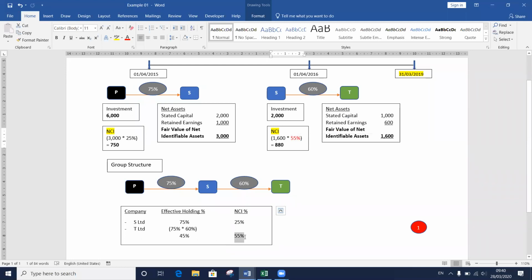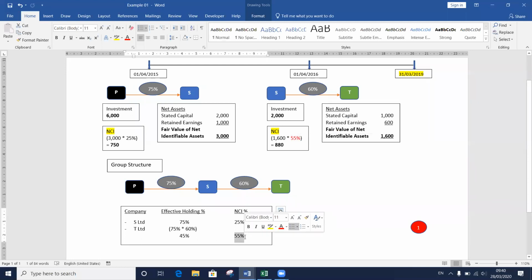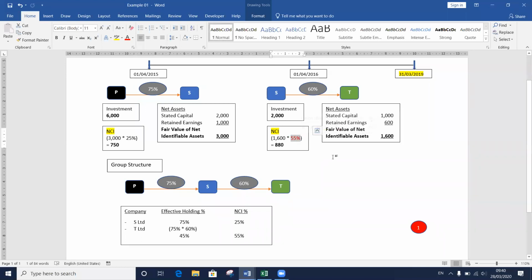Our NCI percentage is not 40%, it should be 55%. That is the percentage I need to consider here.